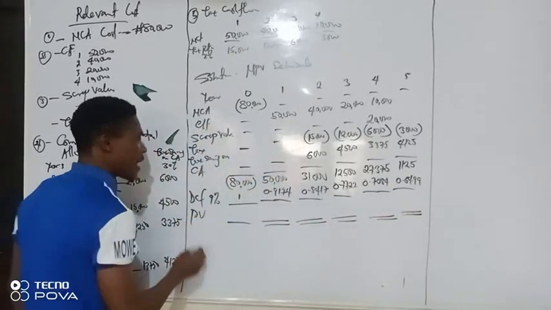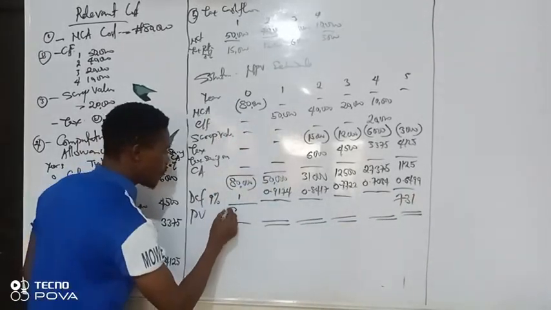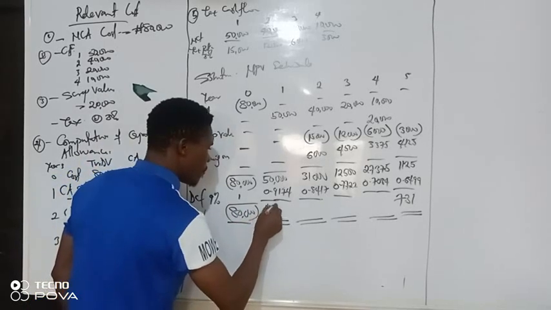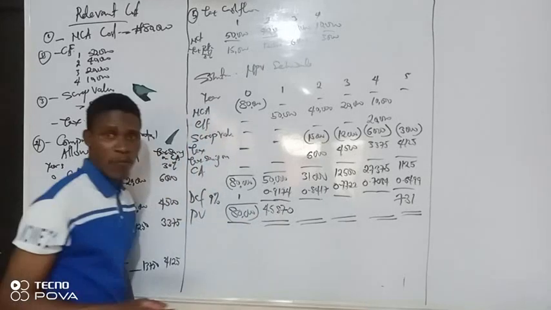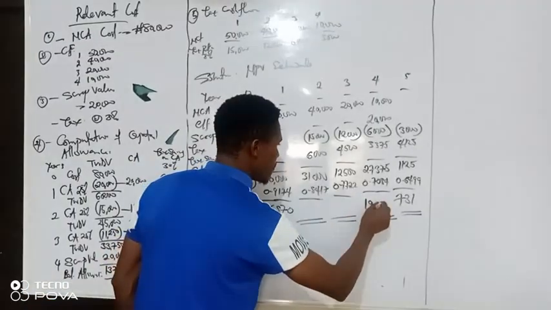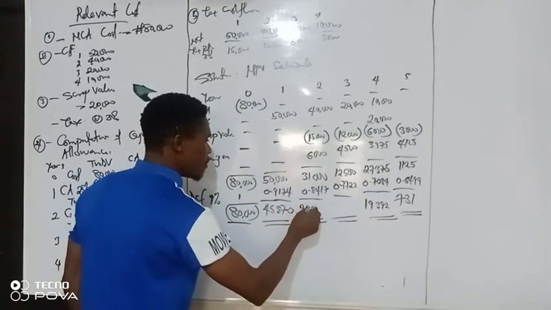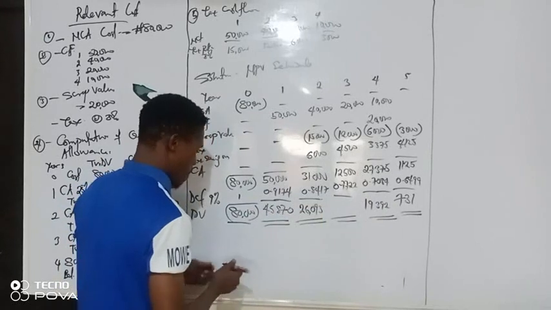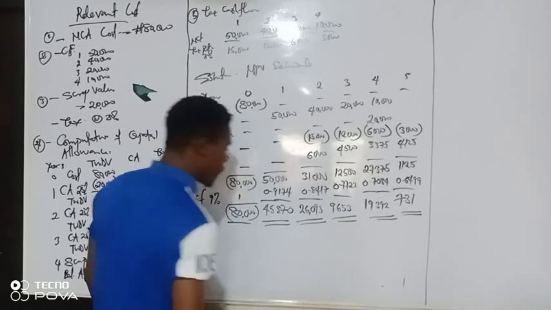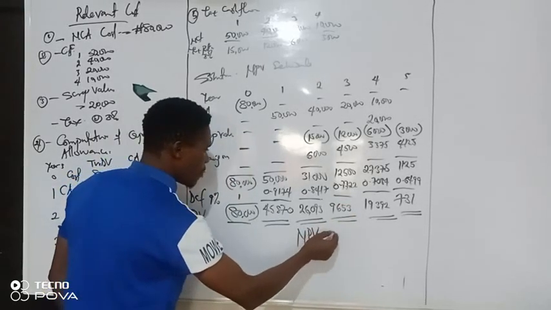Our PV. First one should be 80,000. Year one, 45,870. Then 19,392, 26,093, 9,653. So therefore, our NPV is how much?